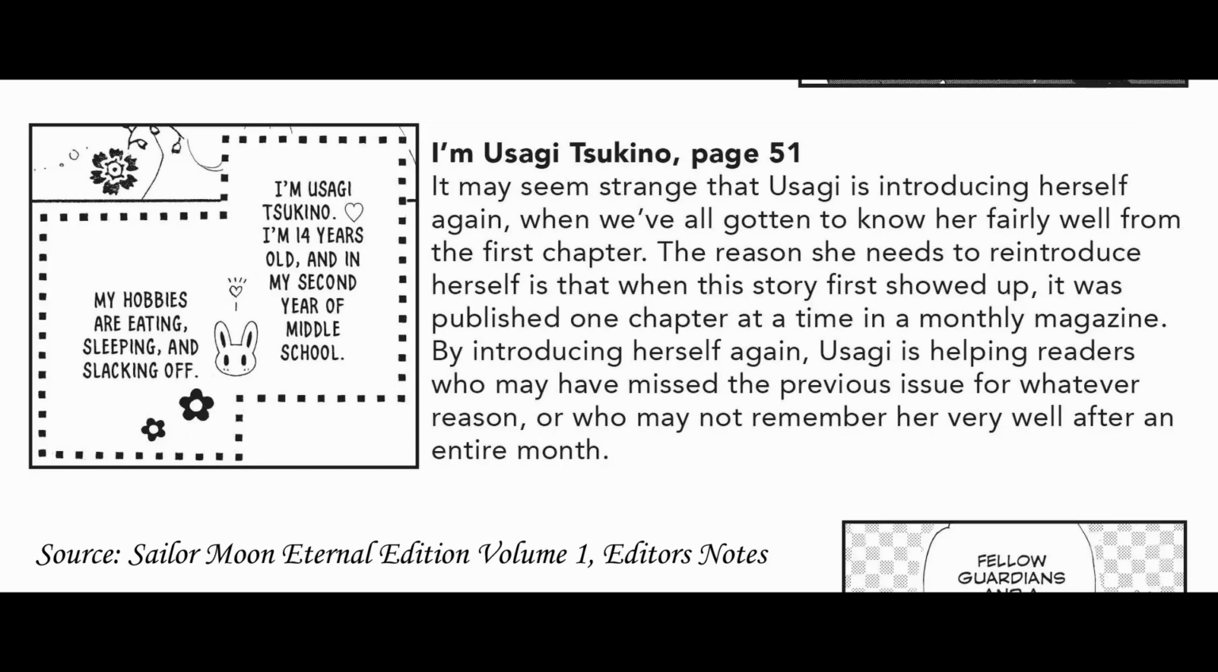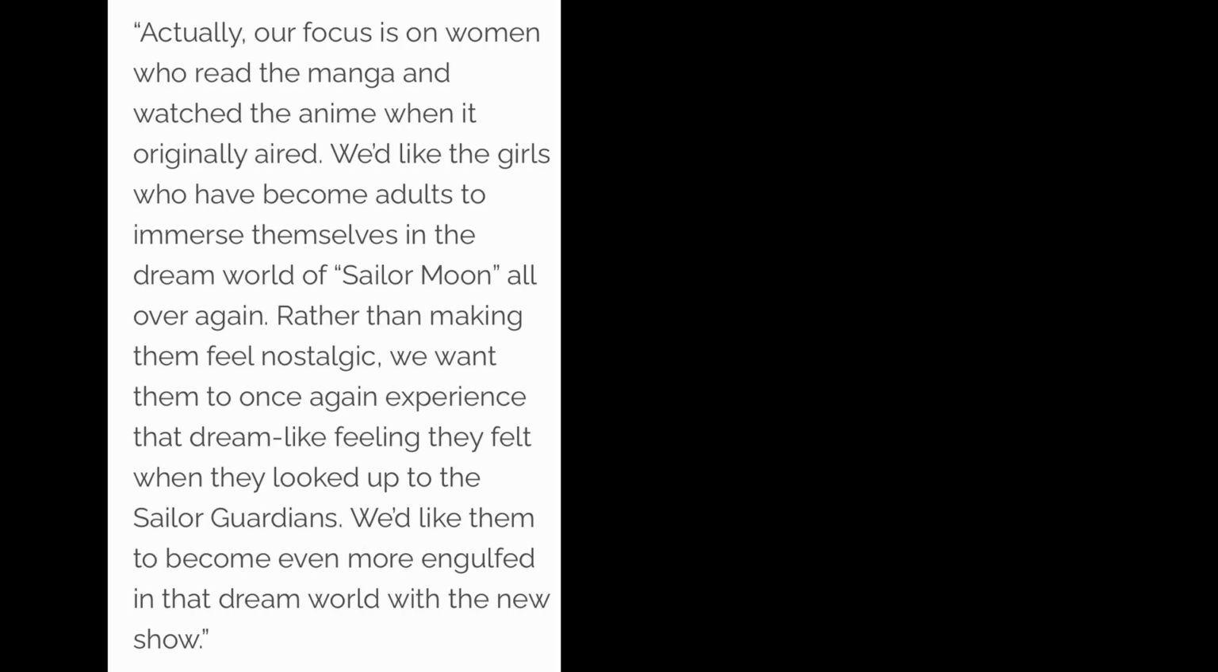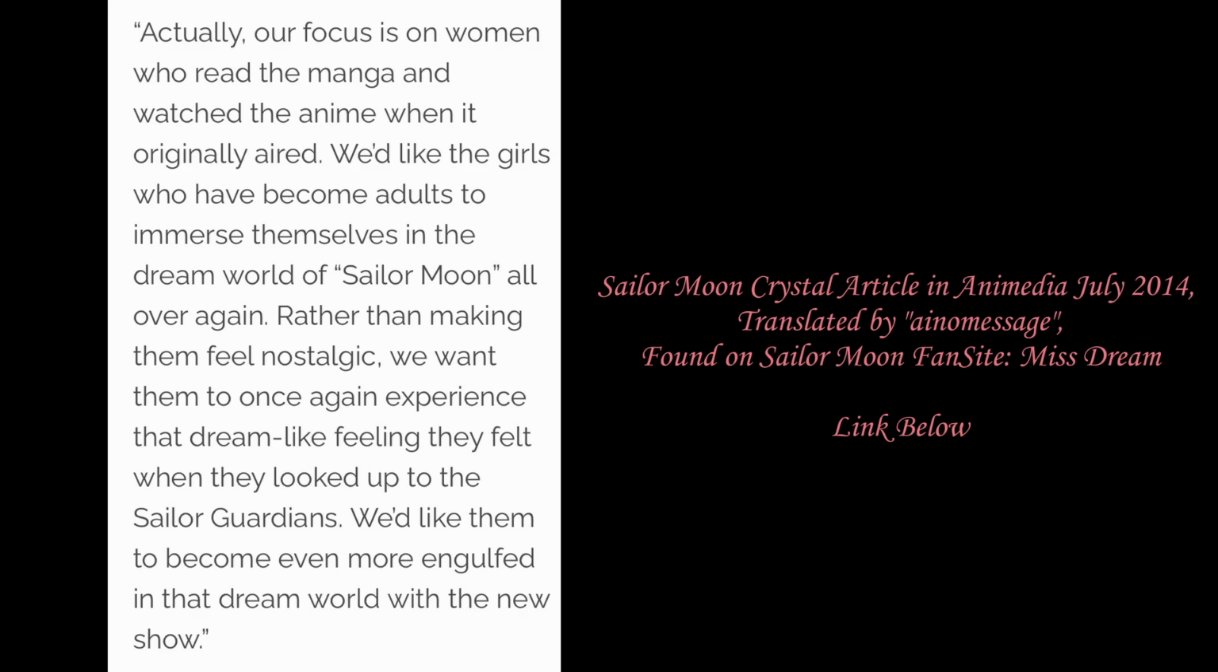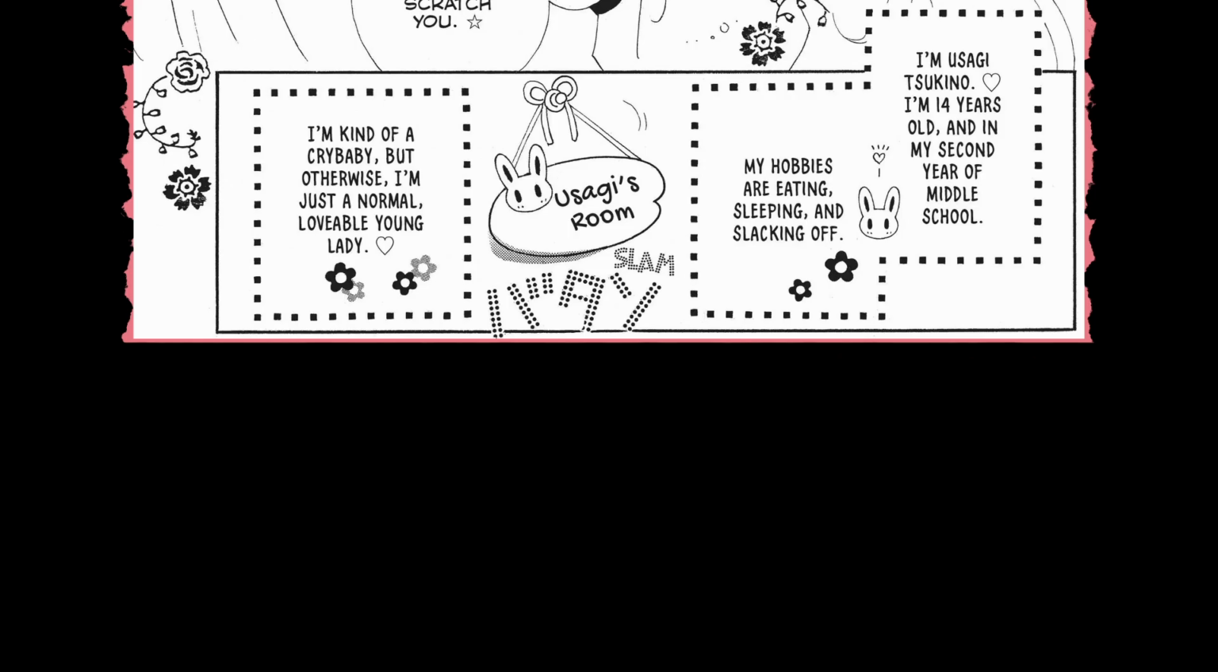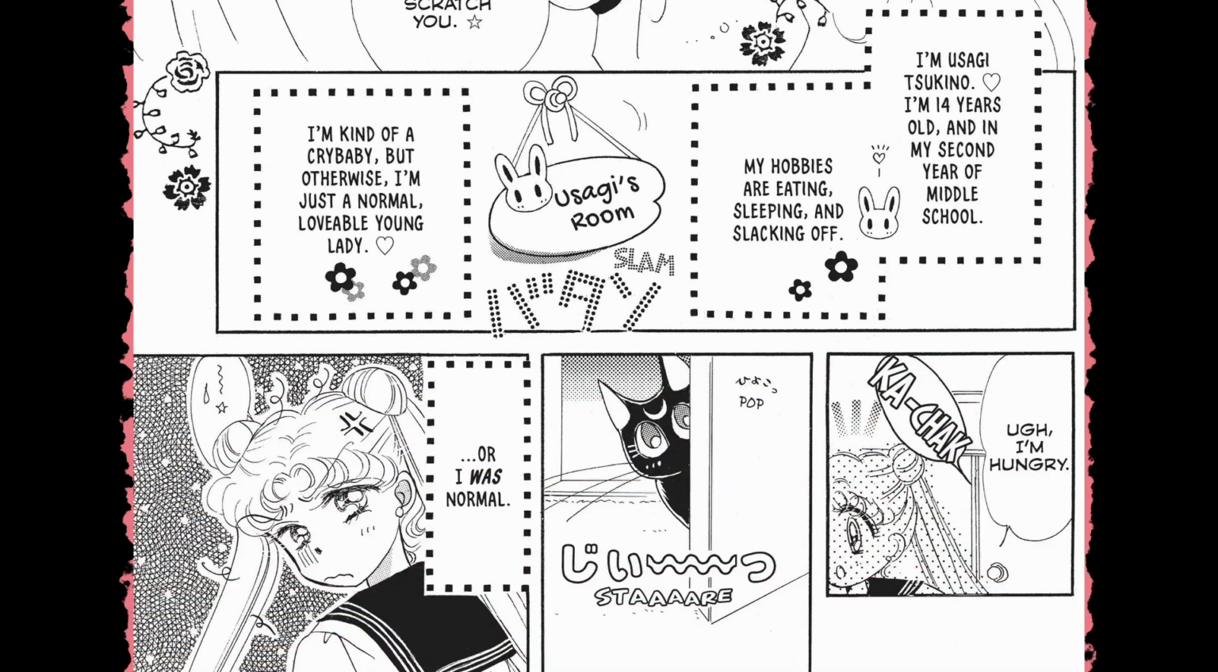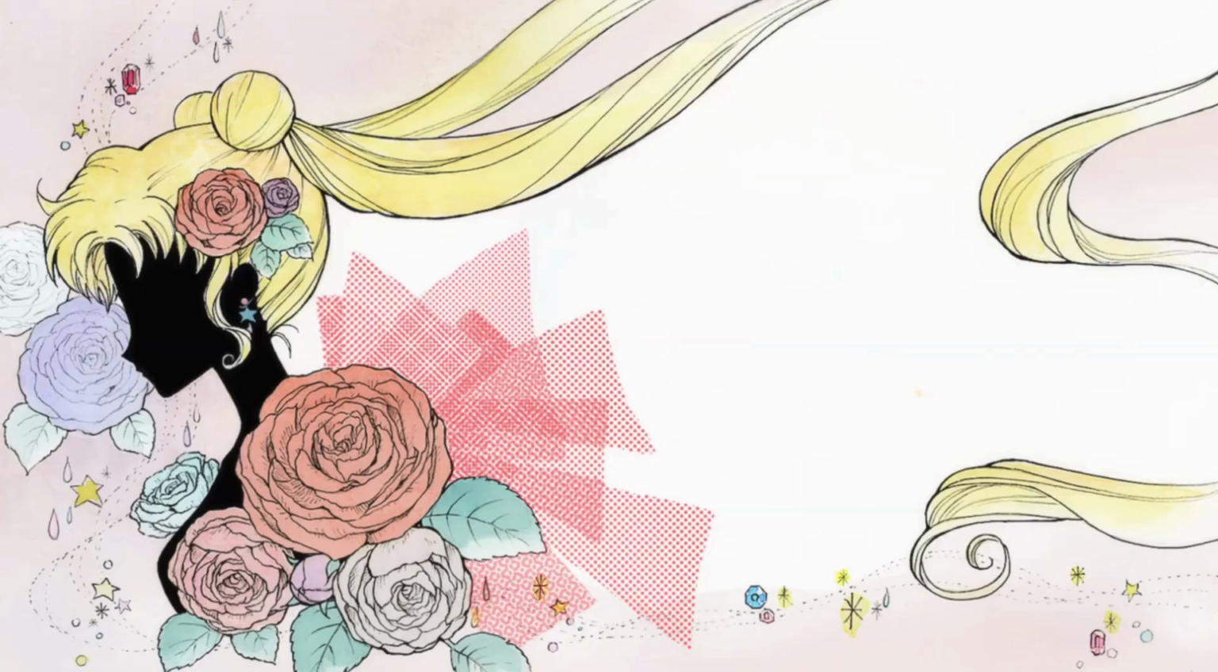This was also cut in Crystal, as I guess it was assumed that by now viewers would know who Usagi is, especially with the target audience of Crystal being women who read the manga and watched the anime when it originally aired. The only unfortunate result of this cut is we miss out on the funny, seamless transition from Usagi's introduction where she says she's normal, to her seeing Luna and correcting herself to say that she was normal before the obvious events of the first episode.